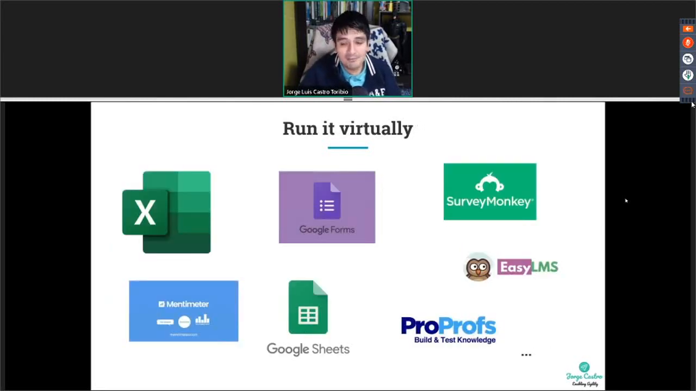In these pandemic times, the recommendation is to run it virtually. For that, you have a lot of tools you can use. Keep it simple. You can use spreadsheets, the easy solution. Or there are more professional tools for assessment, like ProProfs and ACLMS. But keep it simple. You can also use Google Forms, Mentimeter, SurveyMonkey, and so forth. The tool, at the end, is the least important part. Basically, it is something that is going to support you in running the assessment.